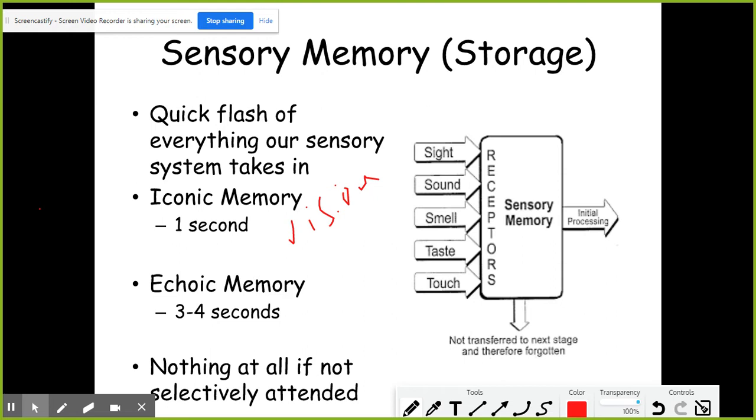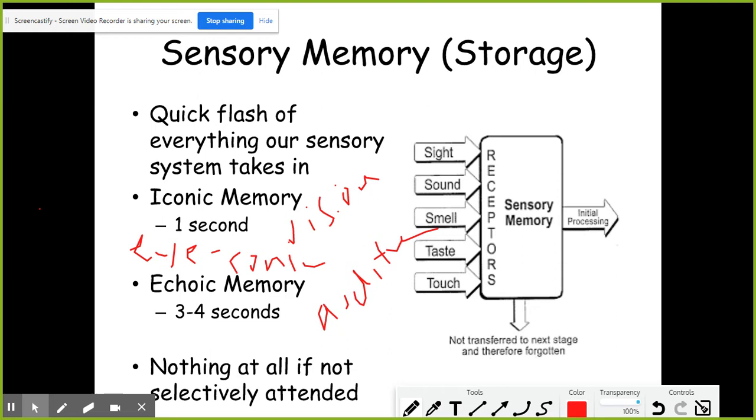It's pretty obvious. The first letter is I. Yes, iconic memory. It's your eyes. The other one that you need to know is echoic. Anybody have a guess what sense echoic is? Hearing. Yeah, audition. Easy to remember that one because it says echo, and an echo is a sound.